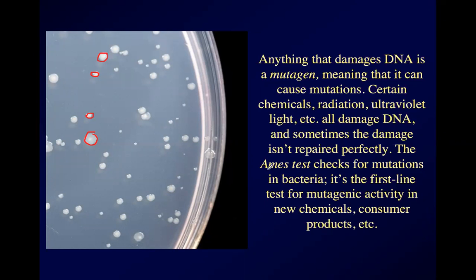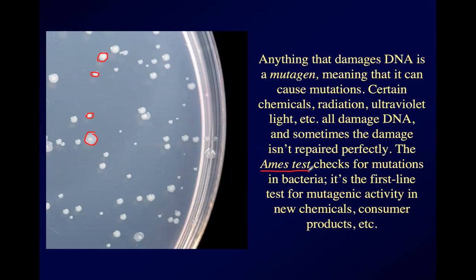This particular test happens to be called the Ames test, and it's the first line test for mutagenic activity in new chemicals. If somebody discovers a new, I don't know, fingernail polish or something like that, they'll mix a little bit of it with some bacteria, spread the bacteria on the dish, and they're able to count the number of times that mutations happen.